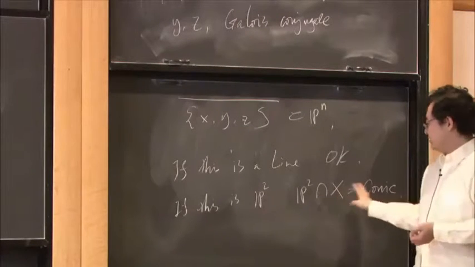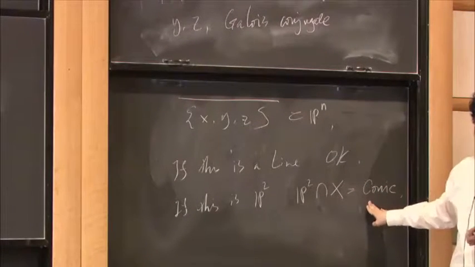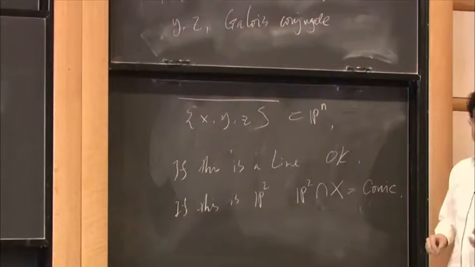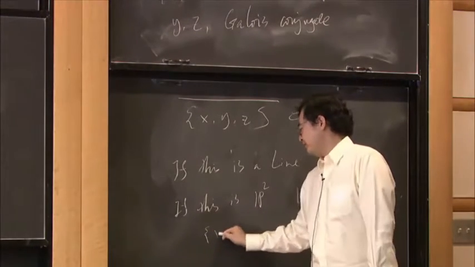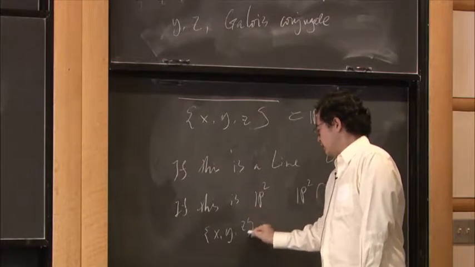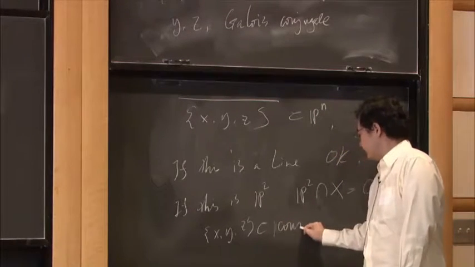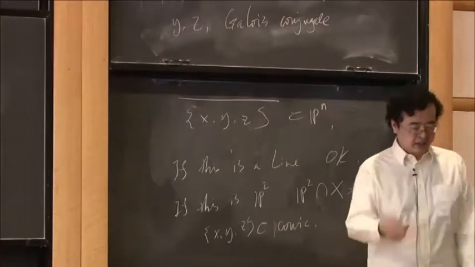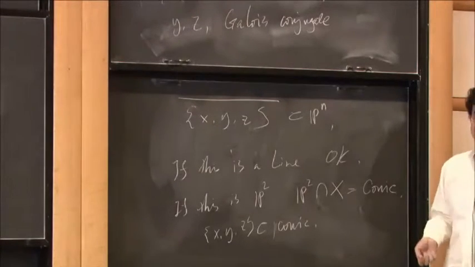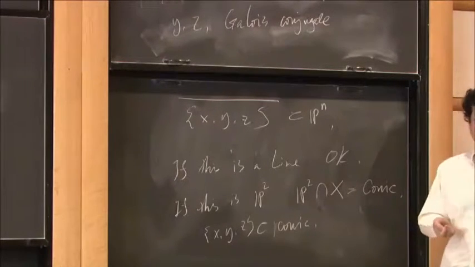But in this case, this is actually a P1 over this field because it has a degree 3 cycle. So x, y, z contained in this conic C. This conic. Okay. So any conic with an odd degree cycle is actually isomorphic to P1.